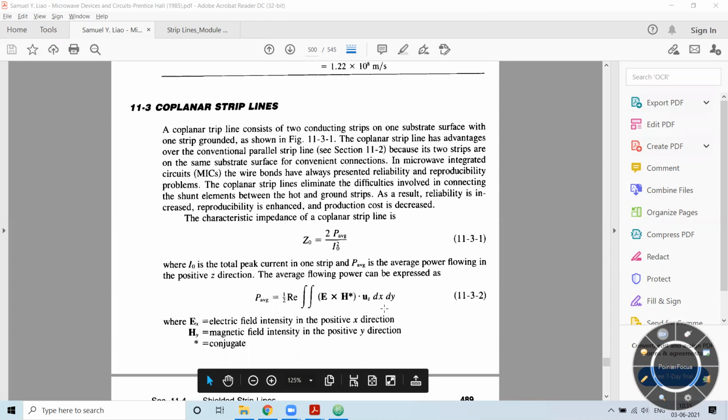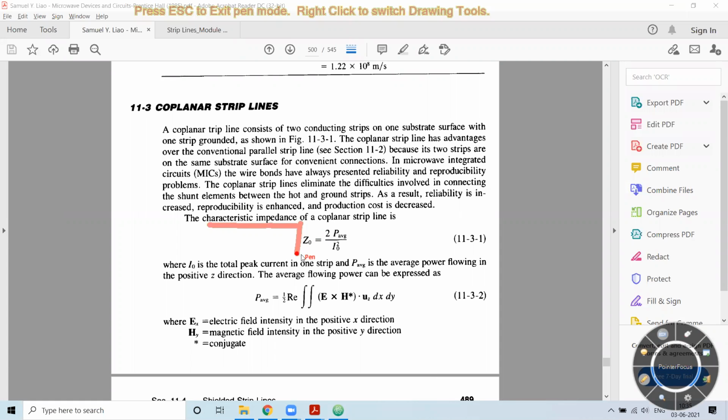Now, when we are considering these kinds of structures, we can see what the characteristic impedance is. The characteristic impedance is given by 2 times P average divided by I naught square.